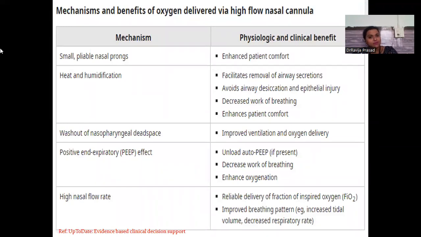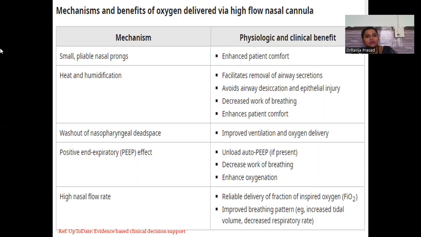Now, what are the benefits and mechanism of oxygen delivery by HFNO? That is the mechanism and clinical benefits. First mechanism is the small, flexible nasal prong. Its clinical benefit is enhanced patient comfort. Second, heat and humidification. Its clinical benefits are that it facilitates removal of airway secretions, avoids airway desiccation and epithelial injury, decreases work of breathing, and enhances patient comfort. The third mechanism is washout of nasopharyngeal dead space. The clinical benefit is improved ventilation and oxygen therapy.